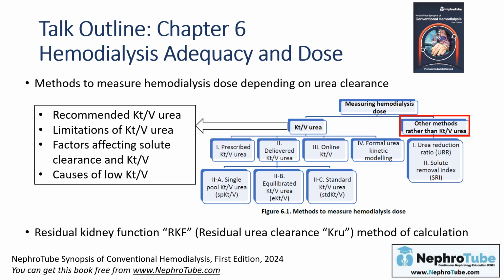Now, finally, we covered the first part of measuring hemodialysis dose, which is Kt/V urea. There are other methods rather than Kt/V urea that can be used to measure hemodialysis dose, but actually they are not recommended. The first is the urea reduction ratio.